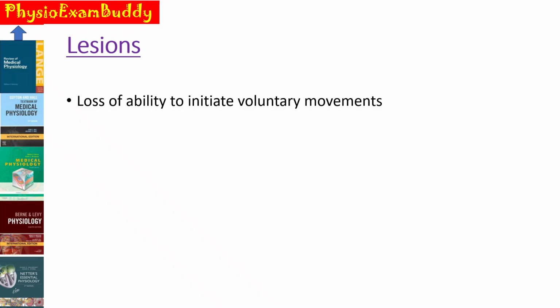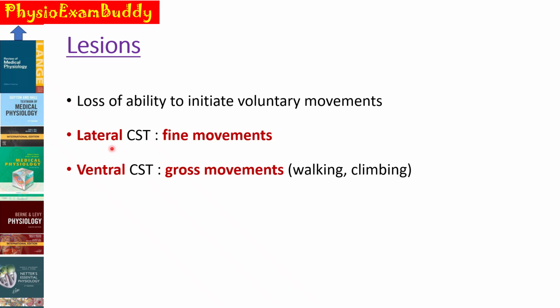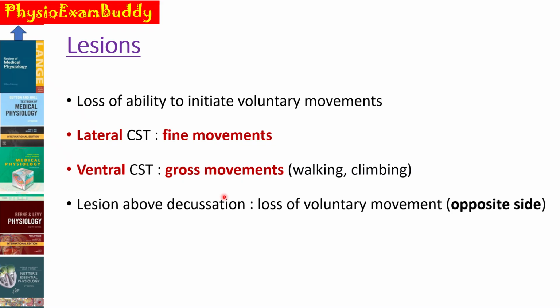Next is about the lesions of the pyramidal tract. In case of lesions, if the pyramidal tract or corticospinal tract is affected, there will be loss of ability to initiate the voluntary movements. So, you know that the lateral corticospinal tract mainly controls the distal limb muscles. So, fine movements will be affected if the lateral corticospinal tract is affected. And when the ventral or anterior corticospinal tract is damaged, the gross movements, that is the axial muscles, are affected. So our walking, climbing mechanisms will be lost.